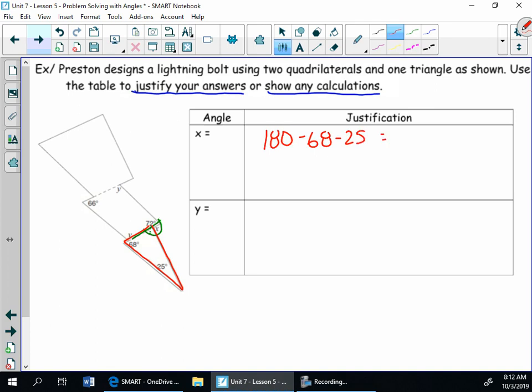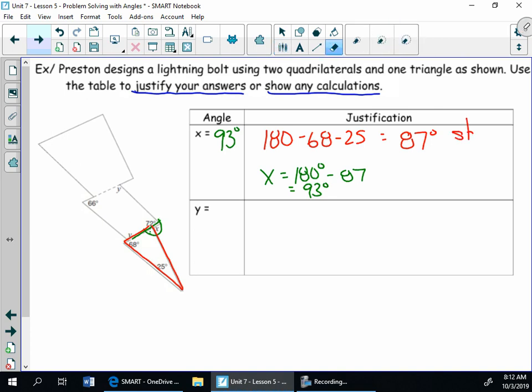Okay, that's 87. But my answer, x, has to be my straight line, my 180 minus the 87, which gives us 93. There's my answer. Now this is totally fine to put in the box. That's all we did. But if you want to add information, what did you do? There's a straight line. Sorry, it's not a straight line. This one is the triangle. Triangle adds to 180. So I could put that as a reason if I wanted to.